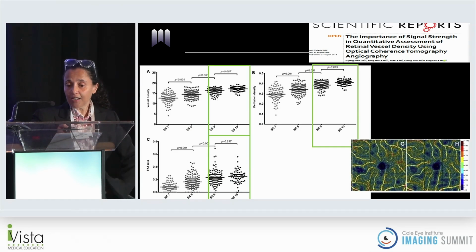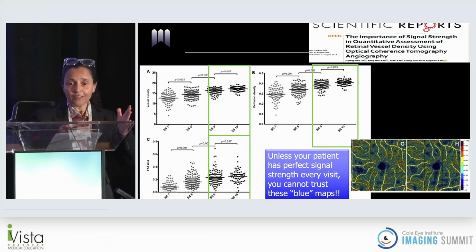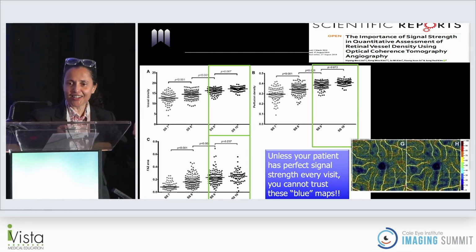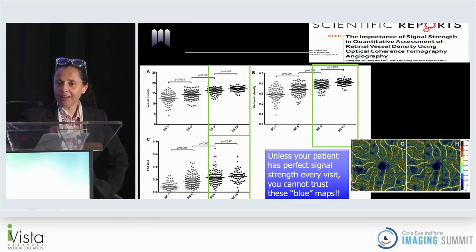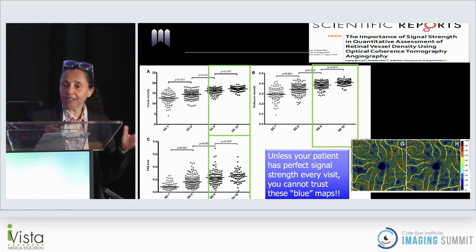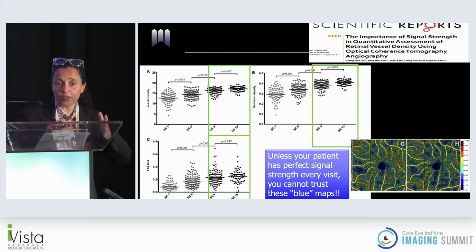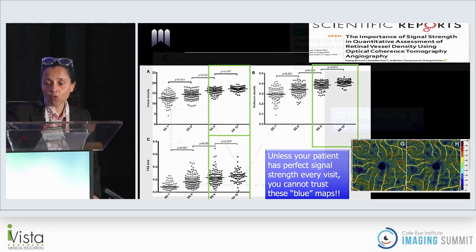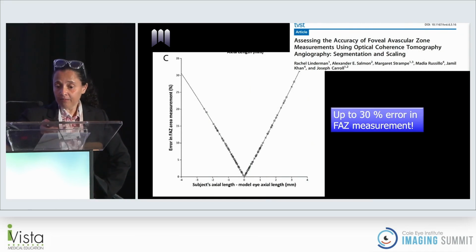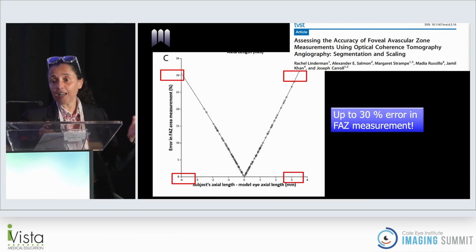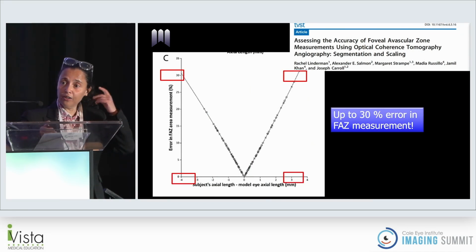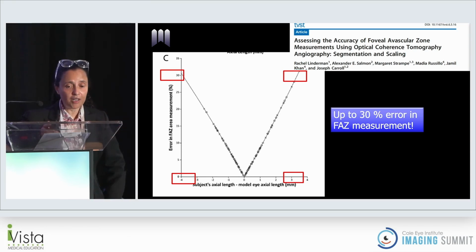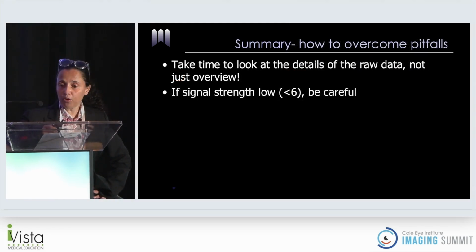And this paper showed that until you get to signal strength of 9 or 10, like a perfect signal strength, every 1 point change in signal strength leads to a significant change in non-perfusion and foveal avascular zone. So you really have to be careful when you're seeing the same patient over time to look at that signal quality, image quality, before you judge it. And then large axial length can affect the scaling of the images of the foveal avascular zone, so that's why you need to be careful with high myopes or high hyperopes.